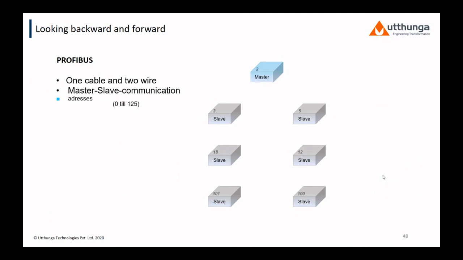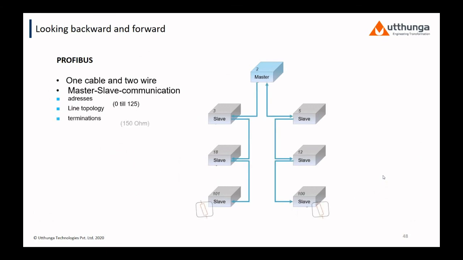Now is the overall picture of the PROFIBUS networks. You understand PROFIBUS is one cable, two-wire communication, and it is master and slave communication. The addresses are 0 to 125, it is a line topology, and termination is required. Normally 150 ohm on both end terminations, and the measurement point.